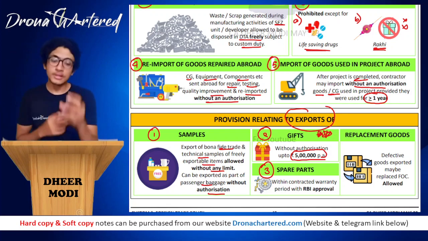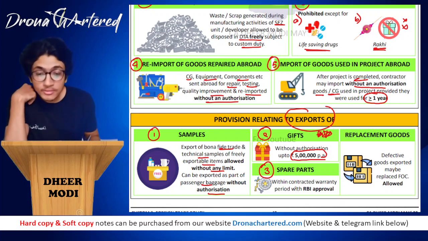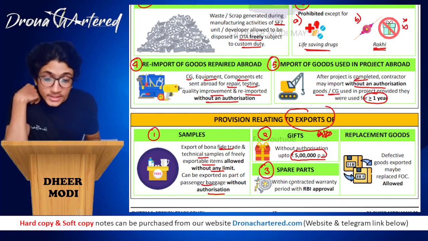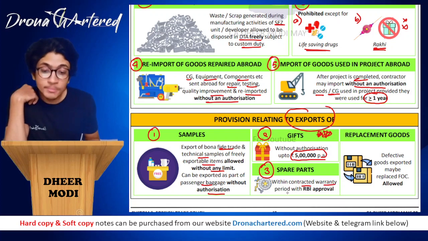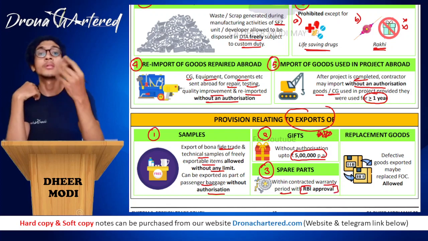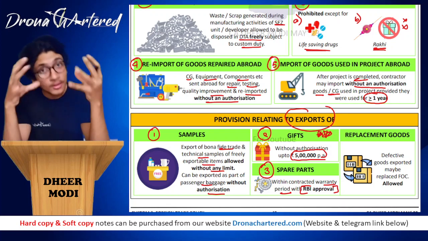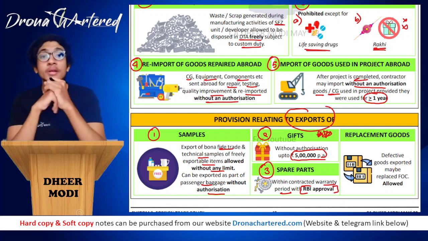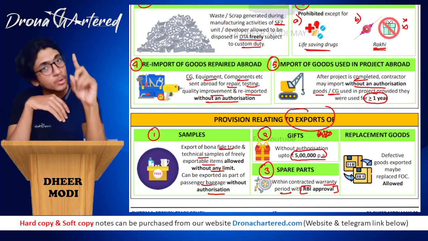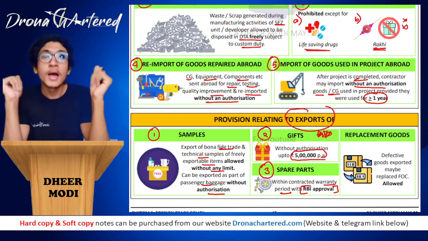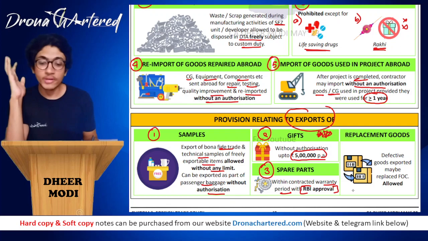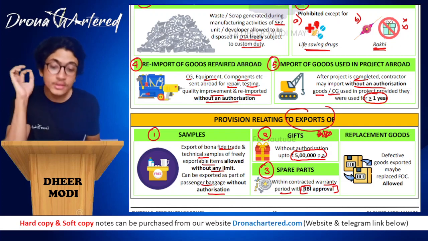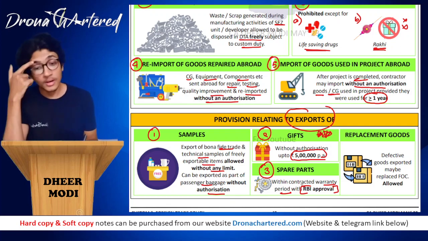Of course, the big machinery is made out of small parts. So these spare parts, if they are within the contracted warranty period, then it is allowed only post RBI approval. So for example, these spare parts you are exporting outside India because you are giving someone a warranty that, boss, within 1 year, if anything goes wrong, I will repair it free of cost, or whatever warranty you've given. So if it is within the warranty period, then you need your RBI approval.